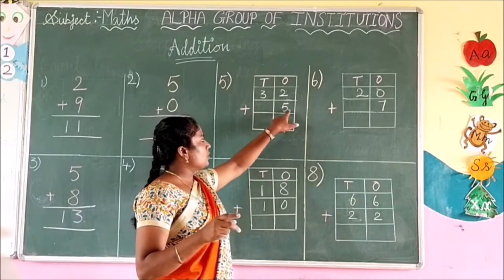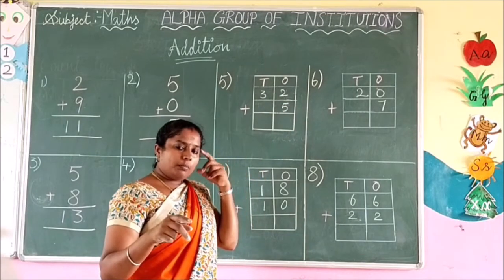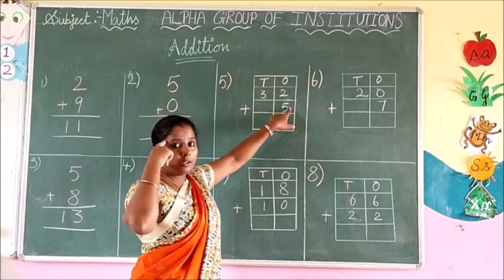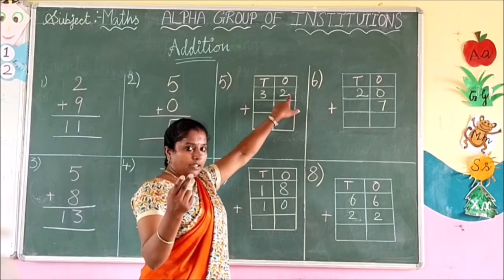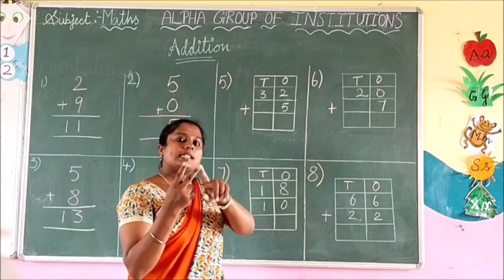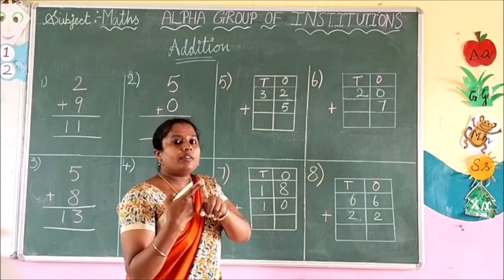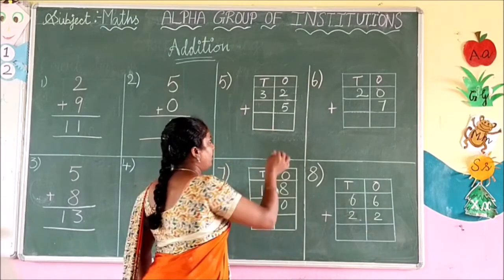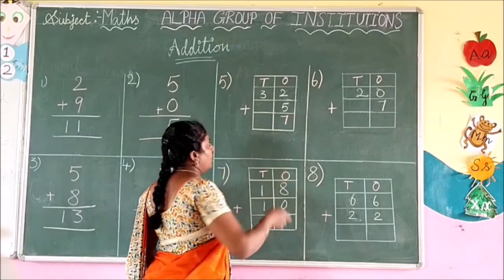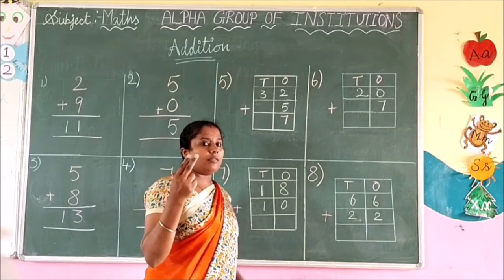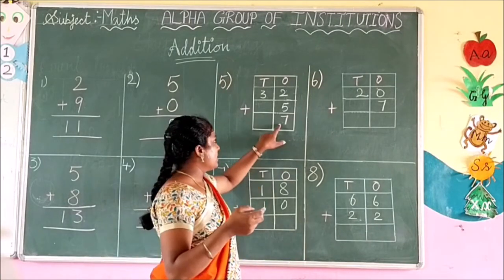2 plus 5. Keep 5 in the mind, 2 in the finger. After 5, 6, 7. So where we have to put it is 1's place. 7 is in 1's place.